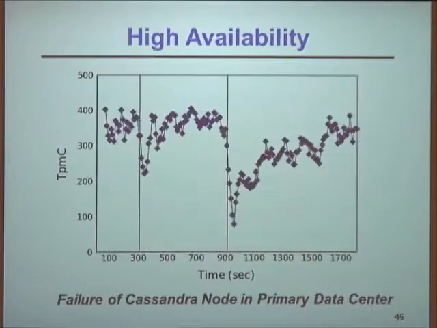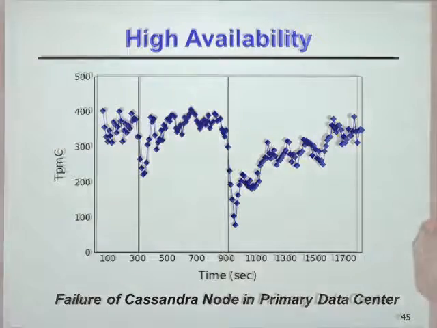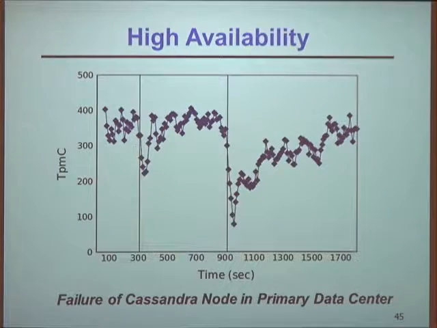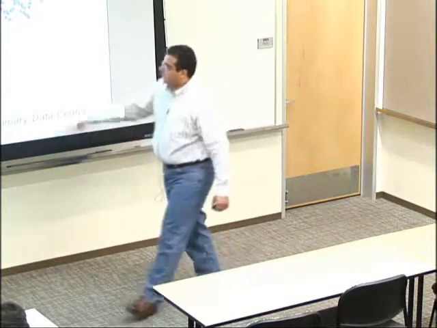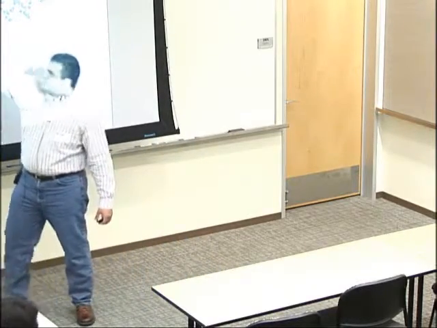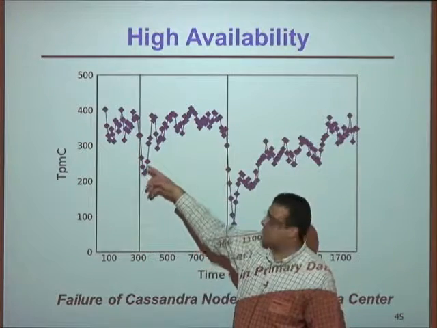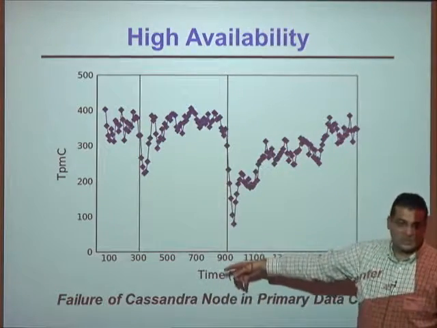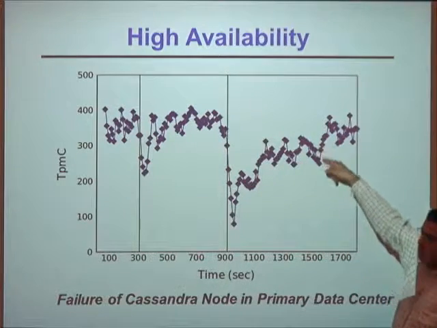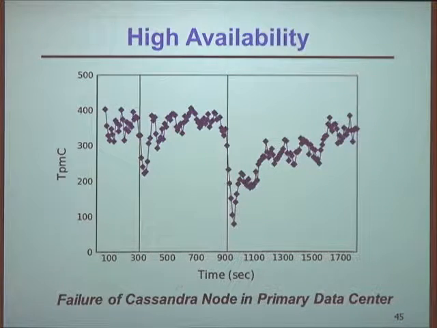Now, let's look at some availability results. Here, we are running our TPCC, our MySQL, in a data center that we call the primary data center, and there are three Cassandra nodes in this primary center and three Cassandra nodes in a secondary data center. We fail one Cassandra node in the primary center at 300 seconds. When we do that, there is a drop in performance until the other Cassandra nodes realize that this node has failed and stop sending requests to it. Then we recover our performance. This Cassandra node comes back up at 900 seconds, and it takes a while to catch this node up with the other Cassandra nodes, so performance gradually rises until we get to our original performance. Yes?